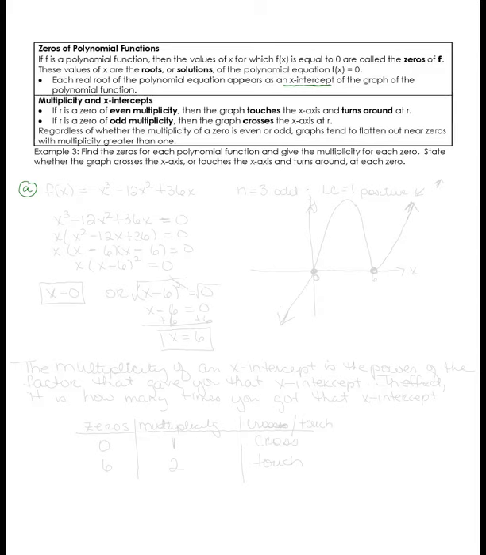Example 3, find the zeros for each polynomial function. So we're going to do that first. We have f(x) equals x cubed minus 12x squared plus 36x. Even though it didn't ask you to do this, what would be the end behaviors? What is n? It's 3, which is odd. And what is the leading coefficient? It's 1, so it's positive.